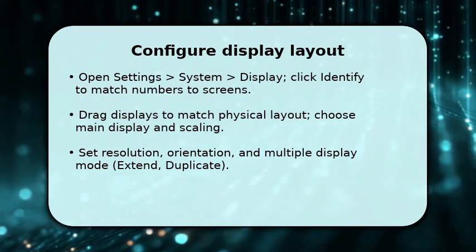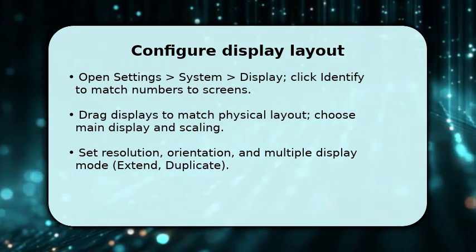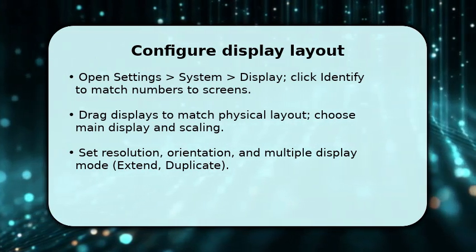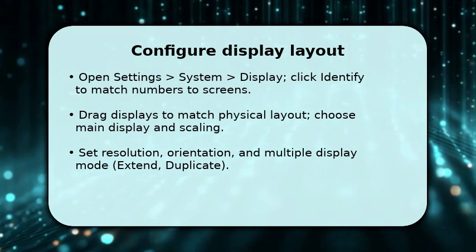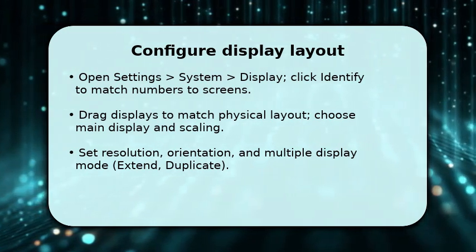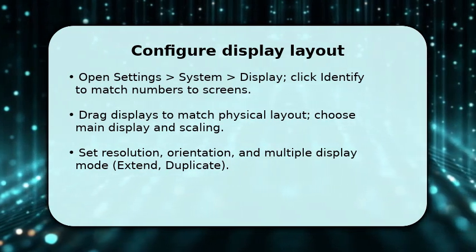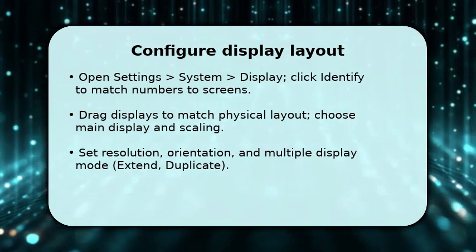Drag the blue rectangles to match their physical positions and select the monitor you want as main to place the taskbar and new windows there. Make sure resolution and scaling match recommended values for each monitor. Choose Extend to get a larger desktop or Duplicate if you want the same image on both.